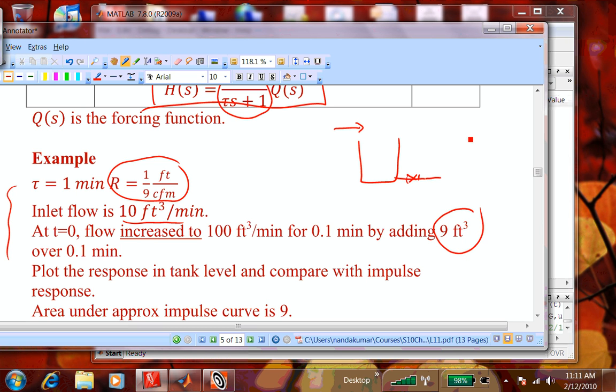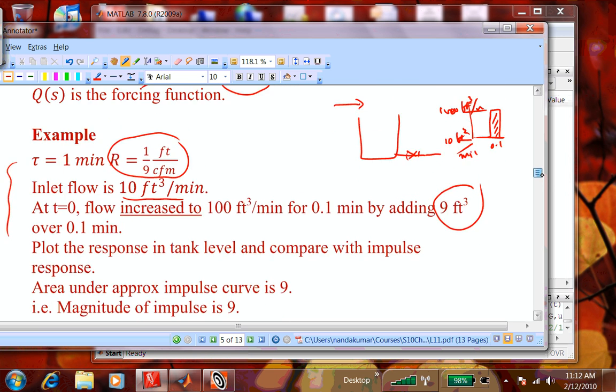So that is the area under this curve. In this idealized impulse, the area under the curve is the total amount of water that you have added. So this is going from 10 foot cube per minute to 100 foot cube per minute over 0.1 minutes. What is the area under the curve? That is going to be 9 foot cube. That gives you the total amount of water that you have added. Is that clear?